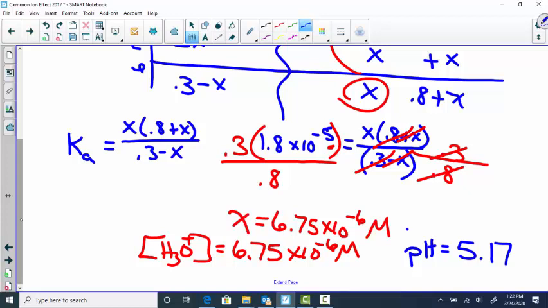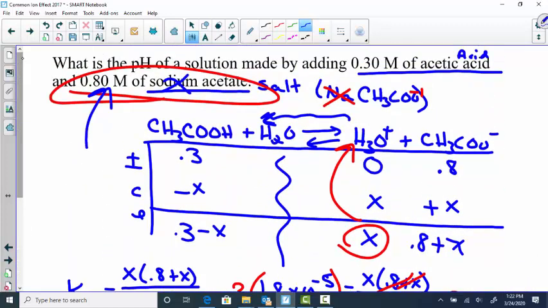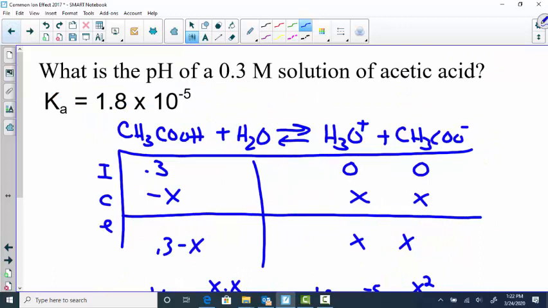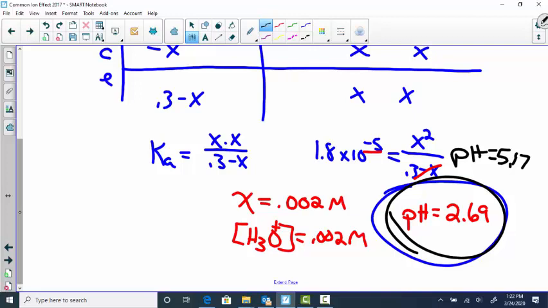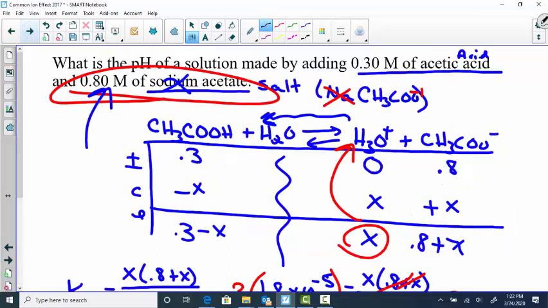So, one of the things that you'll see here is just what happened to the pH because I had this salt added. Without the salt added, going back to this problem, our pH was 2.69. So this was our pH without the salt. With the salt, our pH is 5.17. So you can see that what we did by adding the common ion is we shifted the reaction back to the left. And that is essentially the common ion effect.